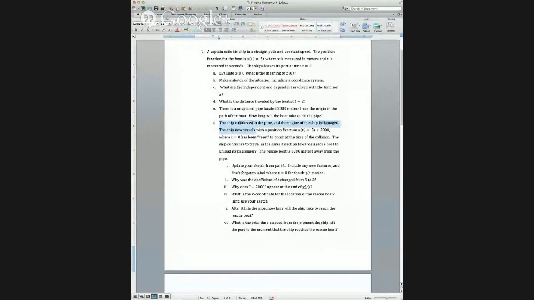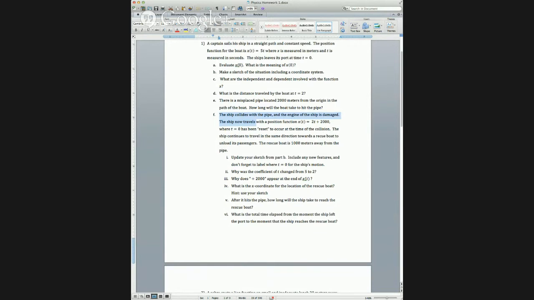Let's bring it up. Share. Okay, so part F. Ship collides with the pipe. The engine of the ship is damaged. The ship now travels with this position function, where t equals 0 has been reset to occur at the time of the collision. The ship continues to travel in the same direction toward a rescue boat to unload its passengers. The rescue boat is 1,000 meters away from the pipe. Now it says to update our sketch from part B, include any new features. And then we got some questions. Why is the coefficient changed from 5 to 2? Why does 2,000 appear there? I really want to test whether you understand each little piece of this equation.